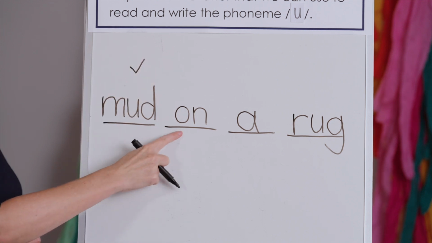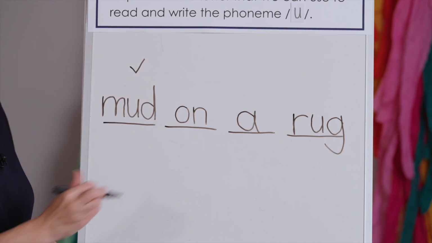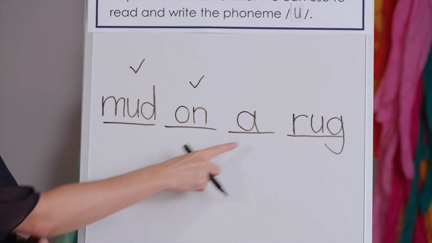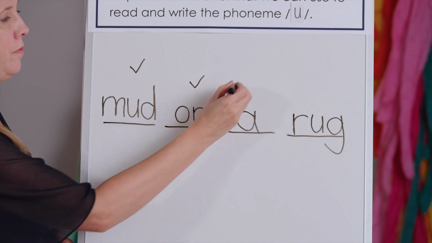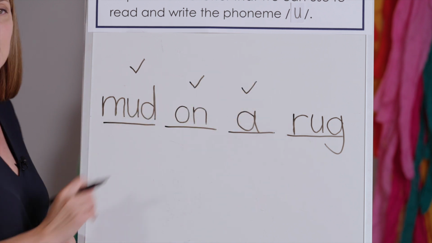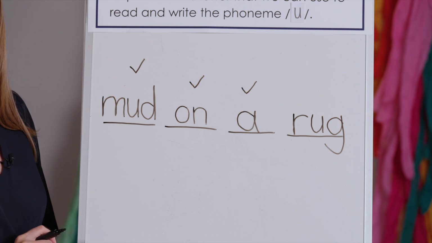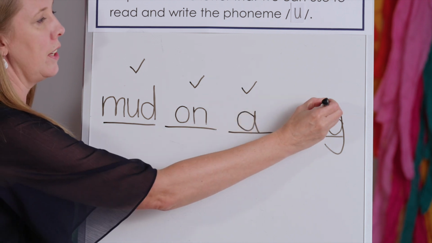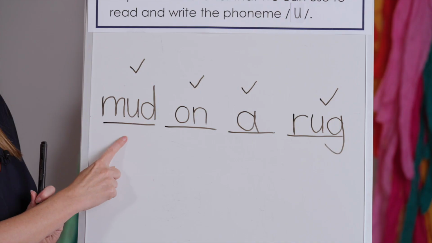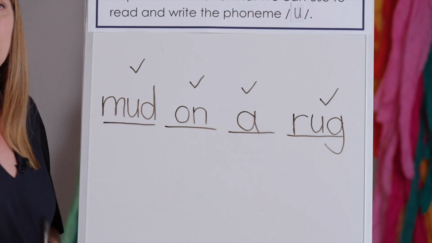What about the word on? Does yours look the same as mine? If it does, give yourself a tick. If it doesn't, fix it up and then give it a tick. Does your A look like mine? Give it a tick if it does. And the last word, rug. Does yours look the same as mine? If it doesn't, fix it up and then give yourself a tick. Let's read this phrase one more time. Are you ready? Mud on a rug.